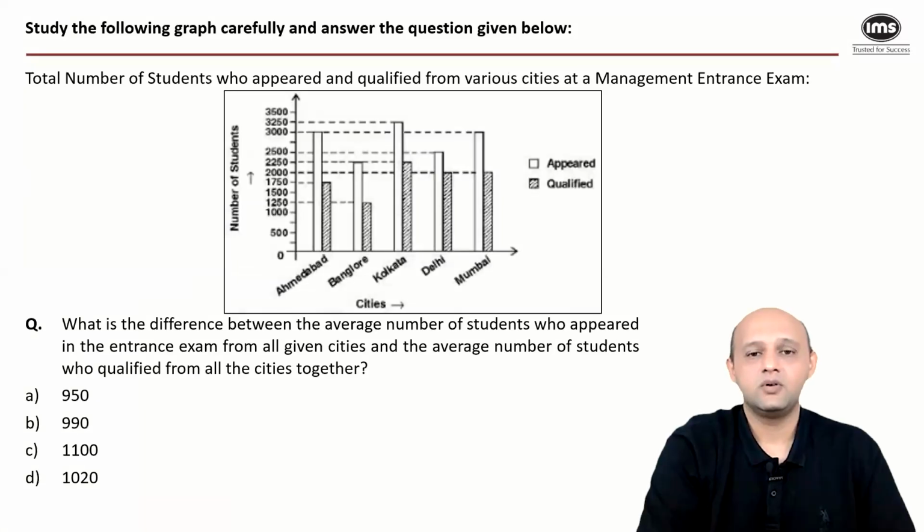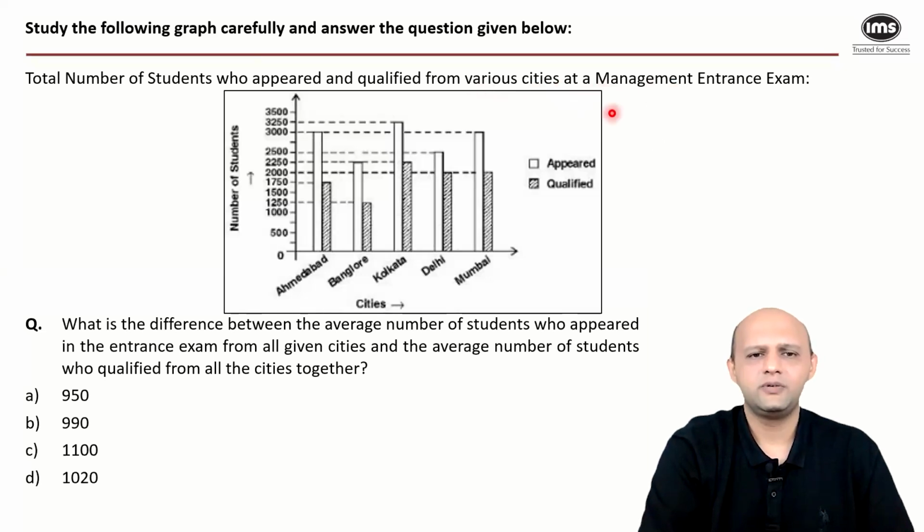Now we have a question on data interpretation. First, let us understand the question. Let us understand the graph so as to be able to correctly comprehend values. It says total number of students who appeared and qualified from various cities at a management entrance.